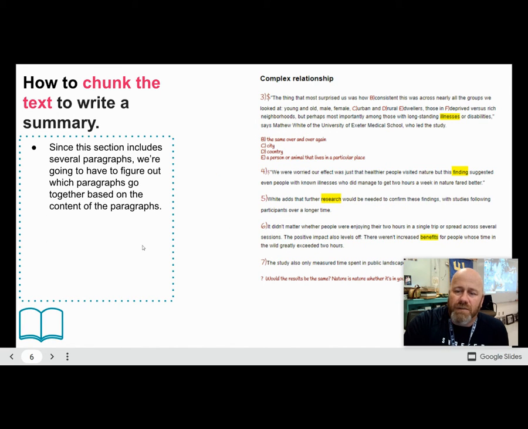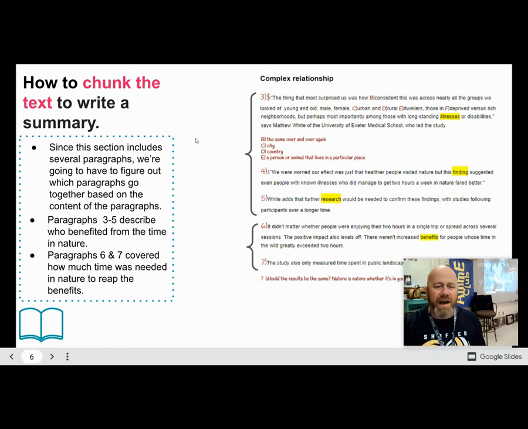Since this section includes several paragraphs under this heading of complex relationship, we're going to have to figure out which paragraphs go together based on their content, kind of partnering up paragraphs that are talking about the same thing, so that we don't have to pull something out of every single paragraph. So this person has grouped these together, paragraphs 3, 4, and 5, based on what those paragraphs say. And then 6 and 7, they put together also. So we turned these 5 paragraphs into 2 chunks or 2 sections. That helps us out.